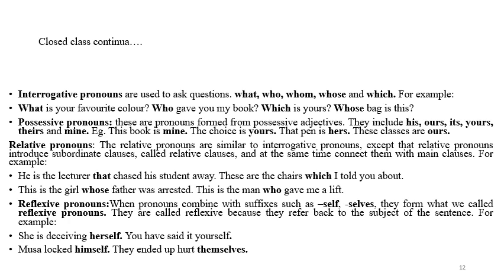Then we have possessive pronouns. Possessive pronouns are used to show possessions or to represent the nouns they possess. For example, this book is mine. But what's the difference between this is my book and this book is mine? You could recall that we have treated possessive adjectives already. So when you say the book is mine, mine here is a possessive pronoun because it stands in place of the noun it possesses. But when you say this is my book, my is a possessive adjective because it qualifies the noun. The choice is yours. That pen is hers. All these are possessive pronouns.